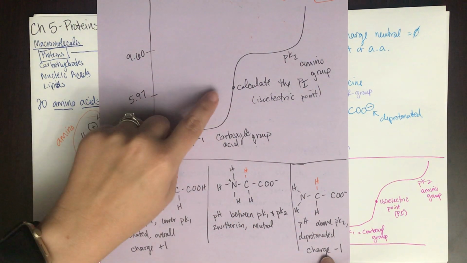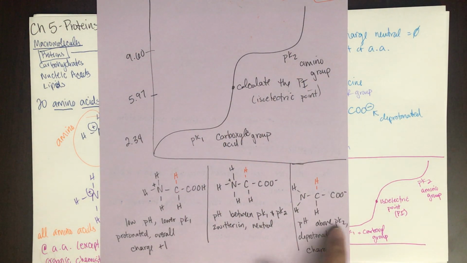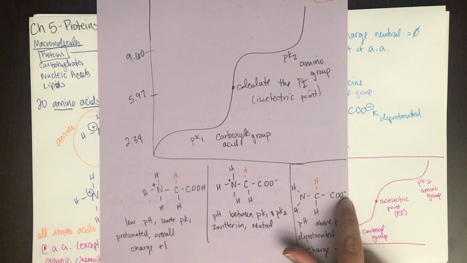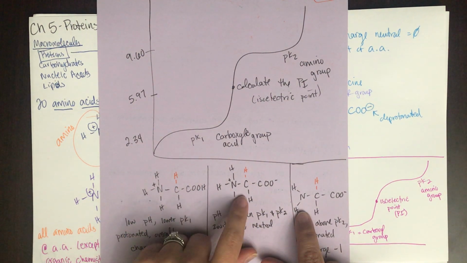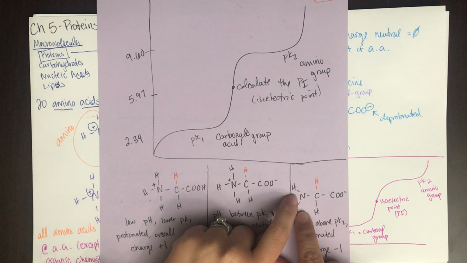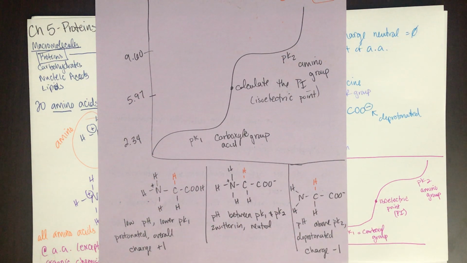Here, once we are above the pK2, so at a pH above the pK2, now we're deprotonated. We've already lost the hydrogen from the carboxyl group. Now we've lost one of these hydrogens from the amino group. Now this is no longer positively charged. It has no charge, and we're still negative over there on the carboxyl group, which means this has a charge of -1. So you're going to hear some terminology about amino acids being protonated or deprotonated.